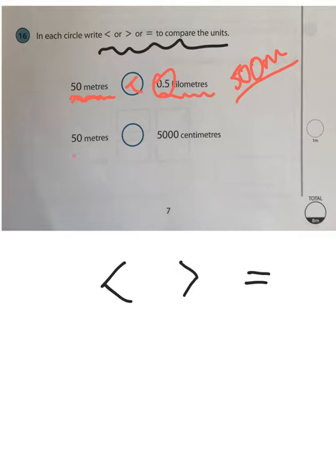Next one. 50 metres is something 5,000 centimetres. How many centimetres are there in a metre? 100. At the moment, there is an invisible decimal point there. If we are dividing by 100, how many places does a decimal point move to the left? 2. Because that's how many zeros we've got. So we've got 50 metres on this side, 50 metres on that side. What symbol are we going to use? The equal sign. Good.